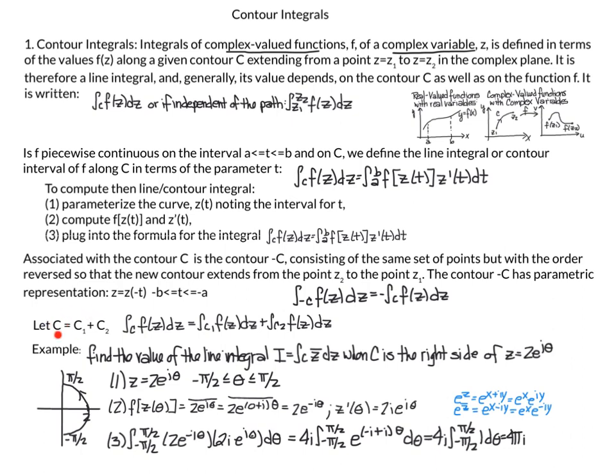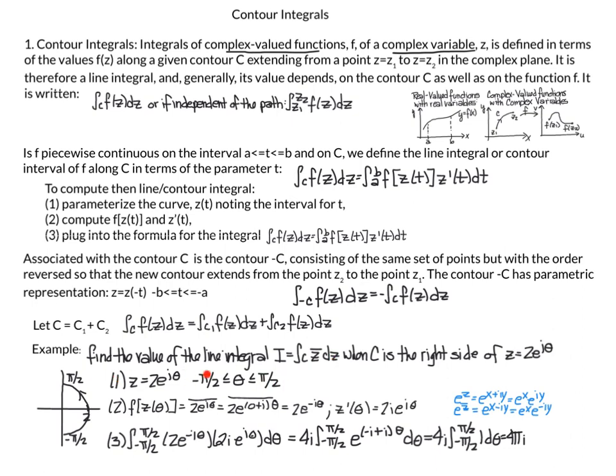Then the other thing that we did use is, if we want to break our curve up into two curves that join together, we can integrate on the first curve and then just add it to the integral of the second curve. And then we did this example where we were finding the integral along C, where C is the right side of z equals 2 e to the i theta, which is this curve here, of z bar dz.